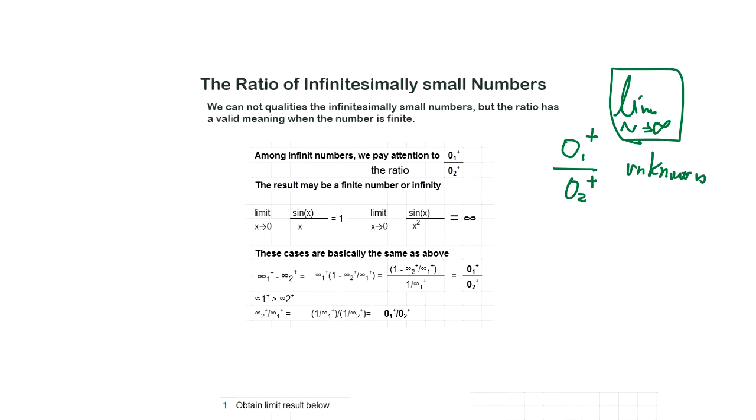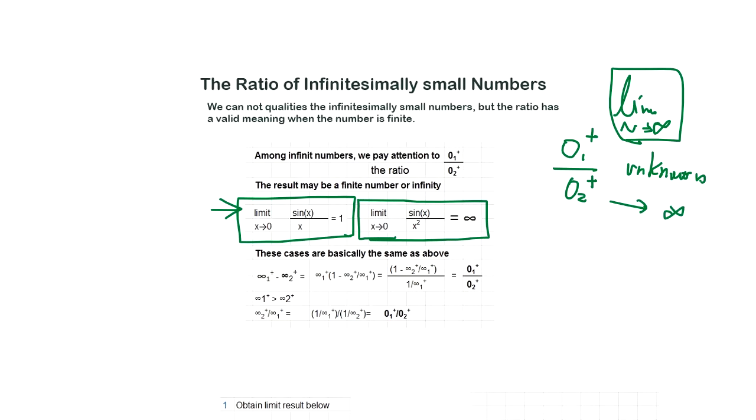And here's an example. If x goes to 0, sine x over x is going to be 1. This is a very important result, and the proof of this is a little bit complicated. But if you do x squared at the bottom, then it becomes infinity. So this sometimes goes to infinity or negative infinity, or goes to 0, or goes to some definite number. That depends. Okay?